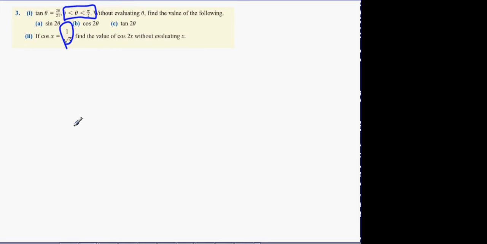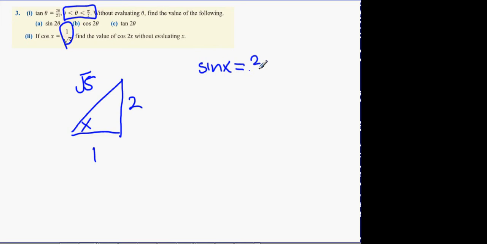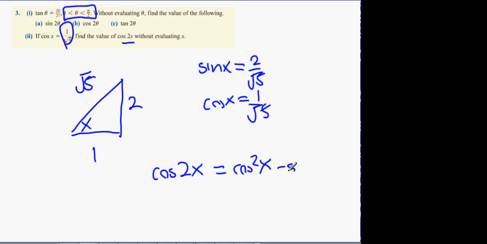So what we've got to do is, cos x is basically root 5 is here, and adjacent is 1. Pythagoras theorem, you get that as 2. Then we know that sine x is going to be 2 over root 5. We know that cos x is 1 over root 5. Look up the equation, and we get cos 2x equals cos squared x minus sine squared x in your tables. Put in your numbers then. 1 over root 5 squared minus 2 over root 5 squared.